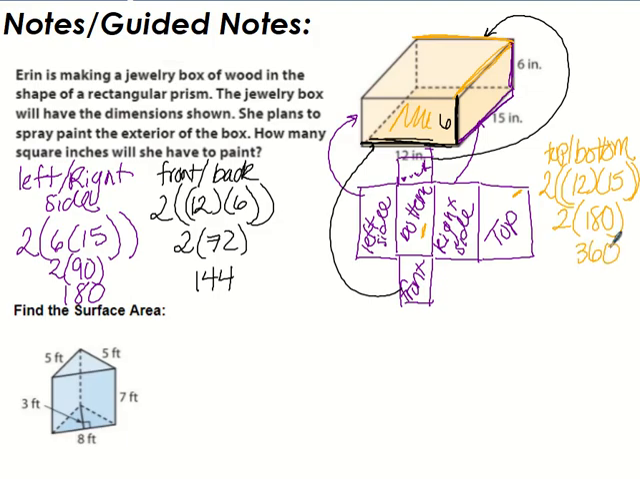So now I have all my pieces, right? Left, right, front, back, top, bottom, 6 pieces. So now that I have them all, I'm going to add them together. I'm going to go 180 plus 144 plus 360.